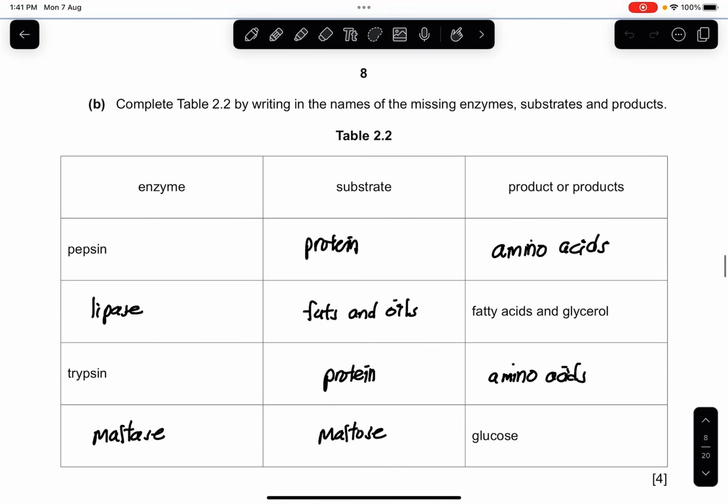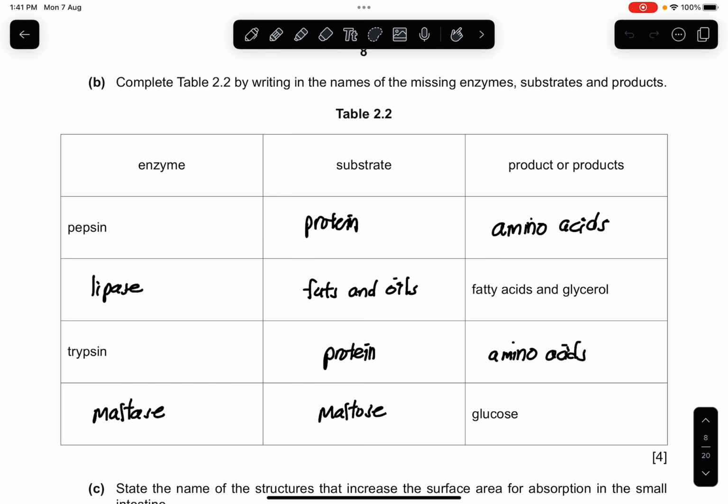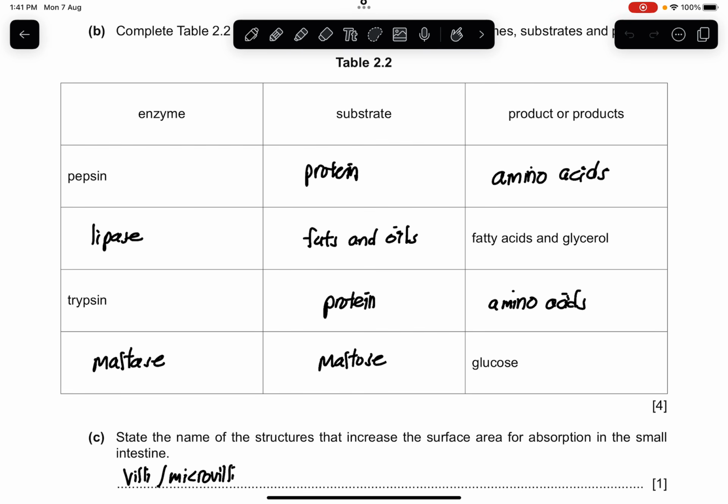Okay, next question. Complete table 2.2 by writing in the names of the missing enzymes, substrates and products. So this is one of the most famous questions and it's 4 marks technically, 1 mark for every row correct. So pepsin, the substrate will be protein and the product will be amino acids. And the enzyme lipase, the substrate is fats and oils, and the products are fatty acids and glycerol.